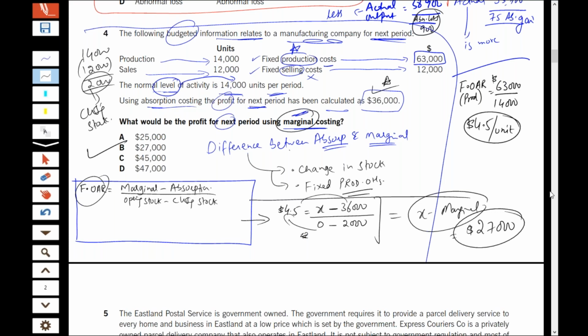Just calculate through the reversal. Is it B? Just try and verify this answer. Is it B? Yes, it's B.